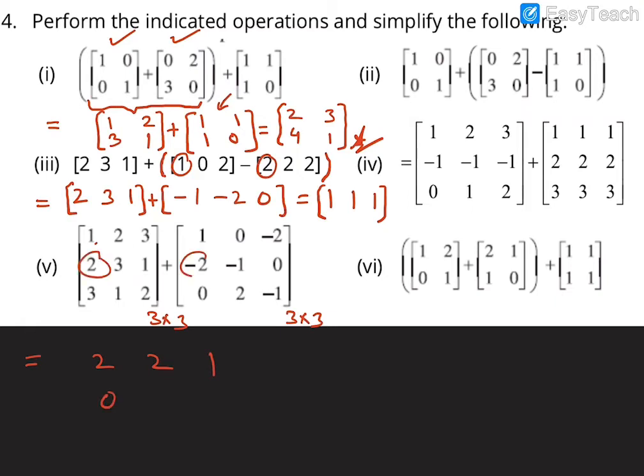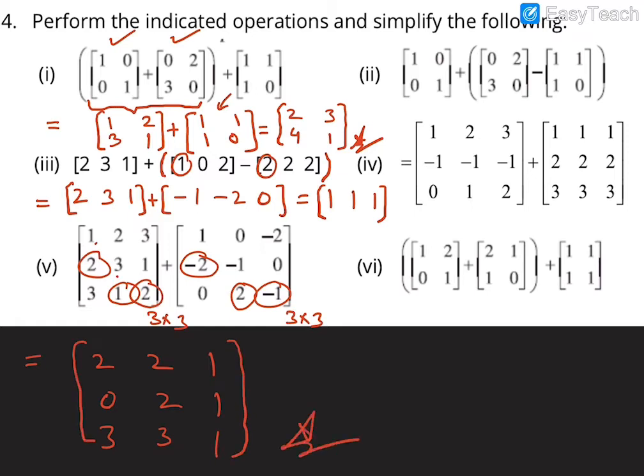This 2 and this 2. So 3 minus 1 will be 2. 1 plus 0 will be 1. 3 plus 0 will be 3. 1 plus 2 will be 3. And 2 minus 1 will be 1. So this is the answer of part 5.